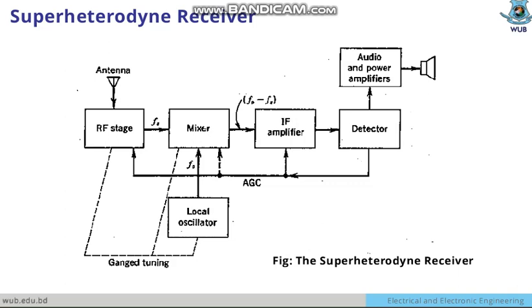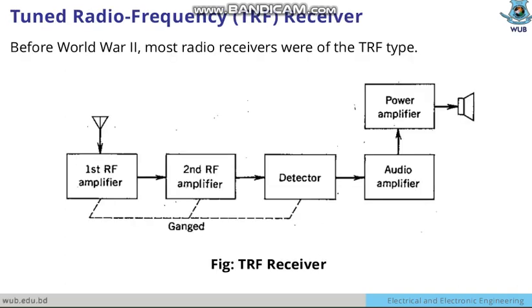So here you can see the superheterodyne receiver. This is the basic block diagram of the superheterodyne receiver. There is gang tuning in the local oscillator, mixer and RF stage. But what really differentiates the superheterodyne receiver from the tuned radio frequency or TRF receivers? The thing is that there is an RF stage, but in the previous receivers that was not like that. There were a lot of stages, first stage, second stage, ganged to each other. Those were the RF amplifier stages.